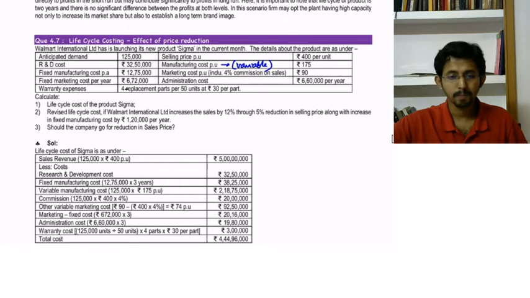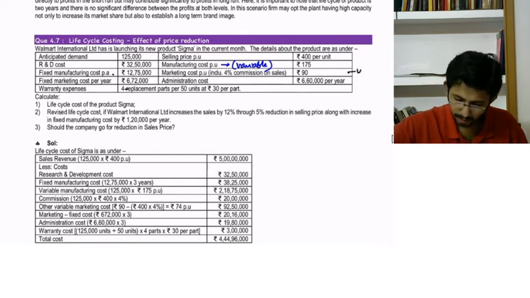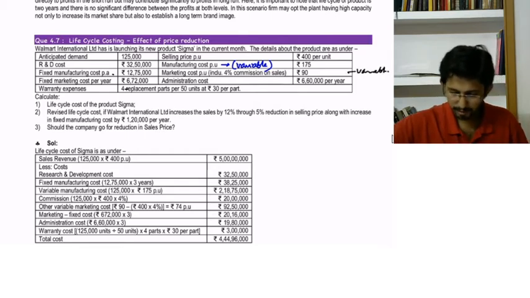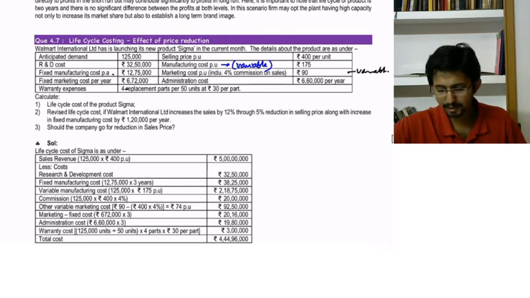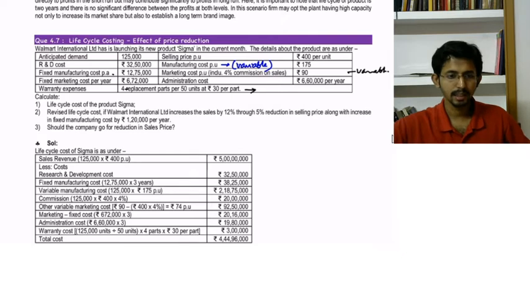Manufacturing cost per unit variable. Even if it is not specifically mentioned as a variable cost, you may assume, because you have the fixed manufacturing cost given separately here, that it is variable in nature. That is 175. Marketing cost per unit, including 4% commission on sales, 90. This also you can assume to be variable. Then administration cost, rupees 6,60,000 per year. And warranty expenses, 4 replacement parts per 50 units at rupees 30 per part.